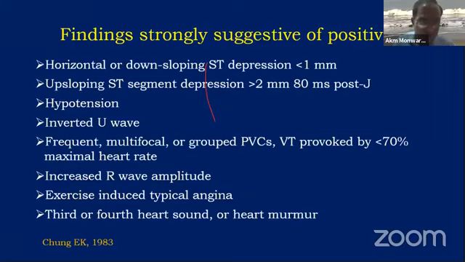What are those features? Horizontal or downsloping ST segment depression if less than 1 millimeter, upsloping ST segment depression more than 2 millimeter, hypotension, inverted U wave, frequent multifocal or grouped PVCs, ventricular tachycardia provoked at less than 70% maximal heart rate, increased R wave amplitude, exercise-induced typical angina, third or fourth heart sound or heart murmur. All these features are suggestive of positivity, but not confirmatory.